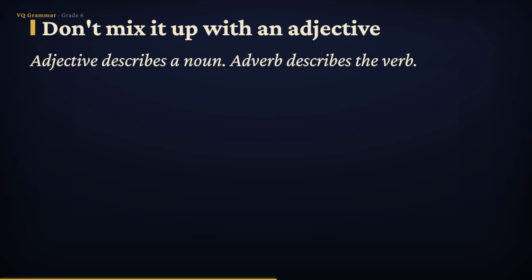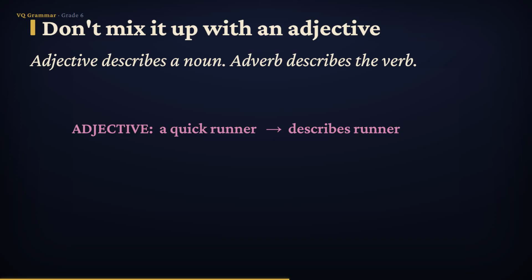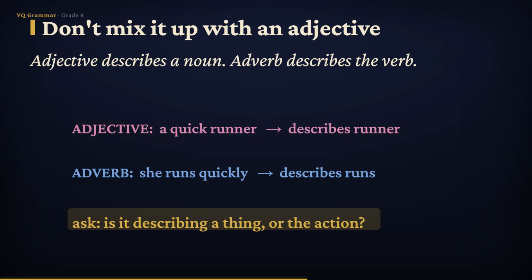One quick warning so you don't mix things up. An adjective and an adverb can look like cousins, but they do different jobs. An adjective describes a noun, a person, place, or thing. In a quick runner, the word quick describes the runner, the person, so it's an adjective. But in she runs quickly, the word quickly describes runs, the action, so it's an adverb. The test is simple. Ask yourself, is this word describing a thing or is it describing the action? If it's the action, you're looking at an adverb.